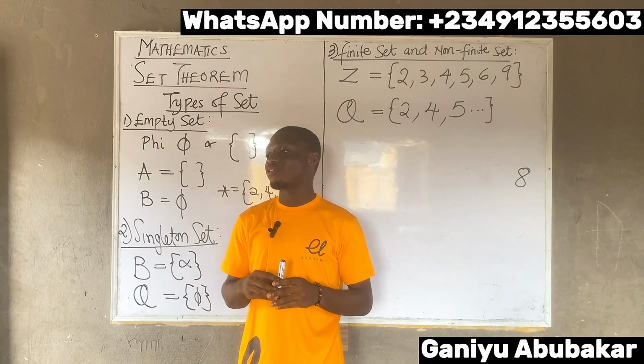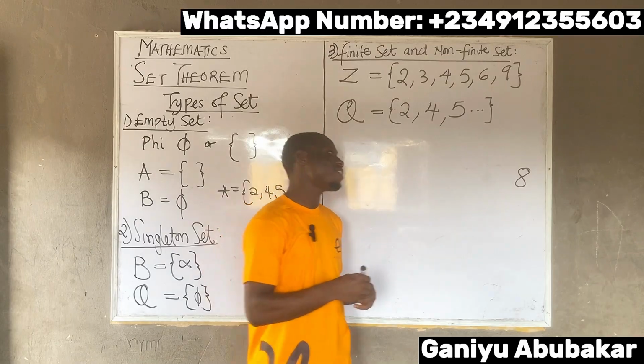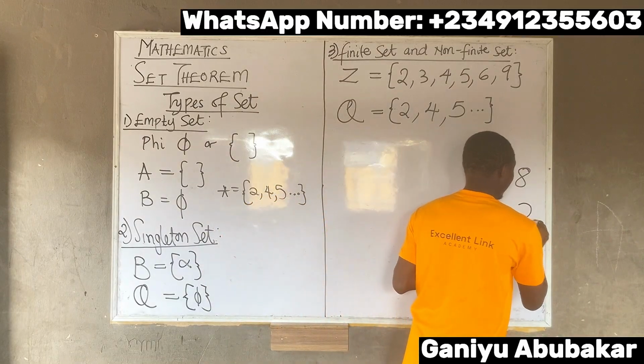Alright, assignment to everybody. 2 is the last number of an even number. Okay?